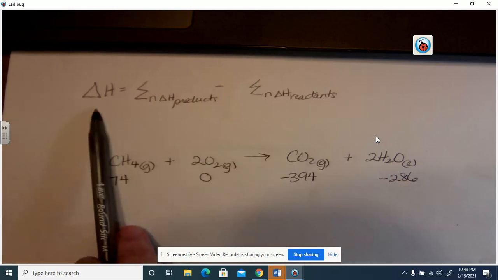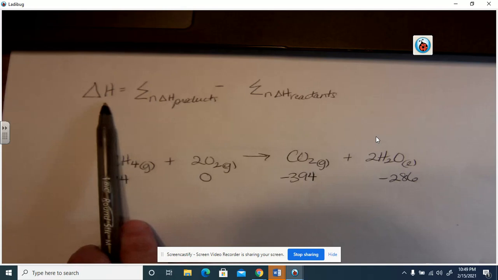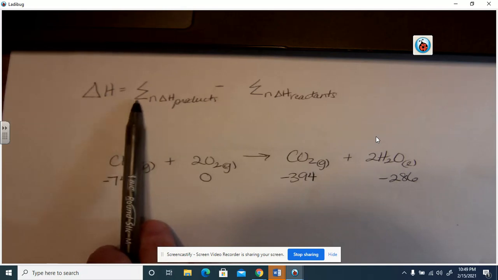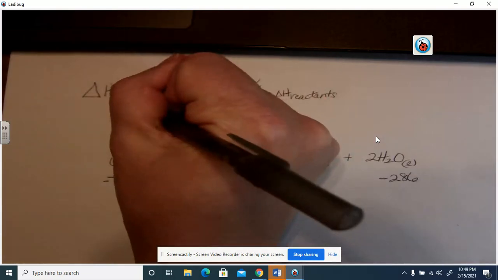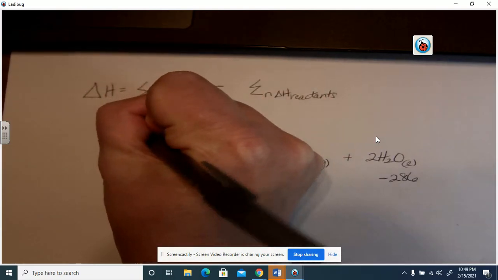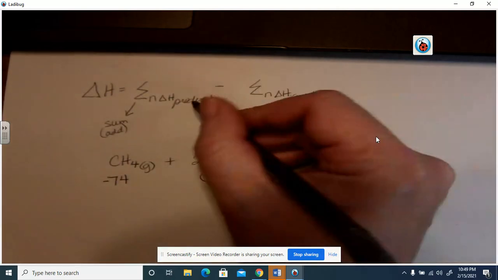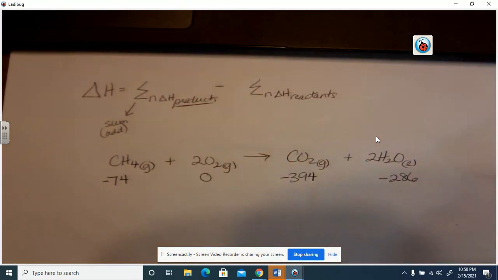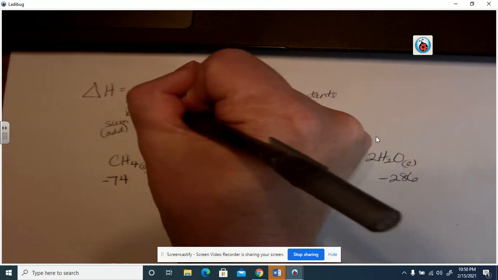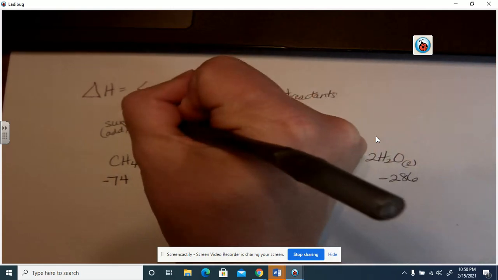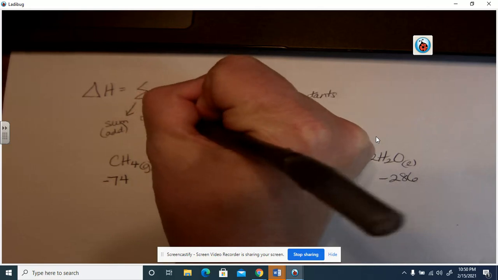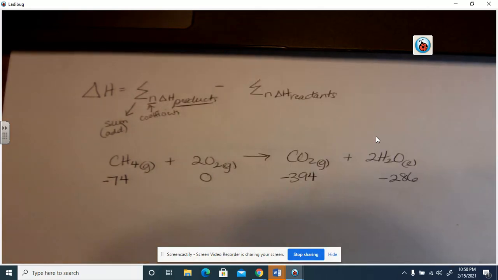I'm going to go back and look at my enthalpy formula. This is going to help me calculate my delta H. And remember, this means the sum of the moles. So I'm going to label that this means sum, or I'm going to add up, right? So I'm going to add all of the product's enthalpy values. This number right here just indicates that this is going to be the coefficients, or the amount of moles, which is just to say, basically, if there's a coefficient, you're going to have to multiply the coefficient times the enthalpy value before you can go and add it in.